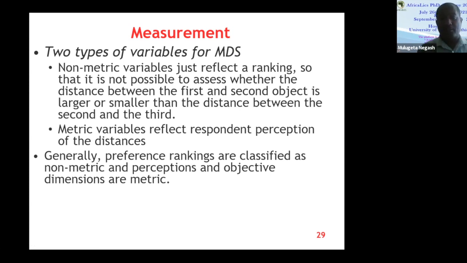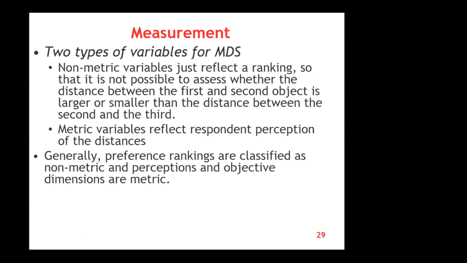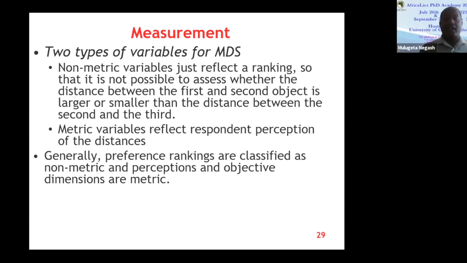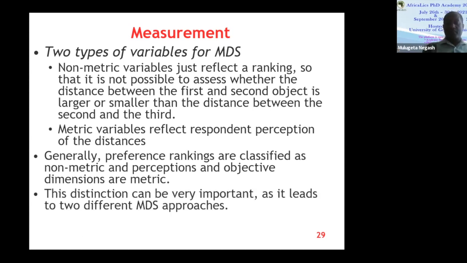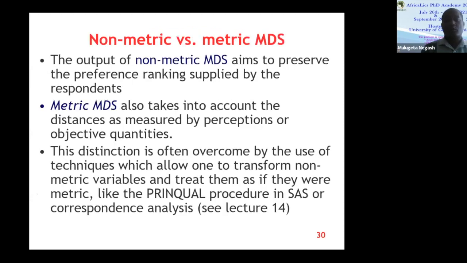We have two types of multidimensional scaling maps. One is preference mapping and the other one is perception maps. Perception maps are for metric variables and preference mapping is for non-metric variables. Generally, preference rankings are classified as non-metric, and perceptions and objective dimensions are metric. This distinction can be very important as it leads to two different multidimensional approaches. The output of non-metric multidimensional scaling aims to preserve the preference ranking supplied by the respondents. And metric multidimensional scaling also takes into account the distance as measured by perception or objective quantities.